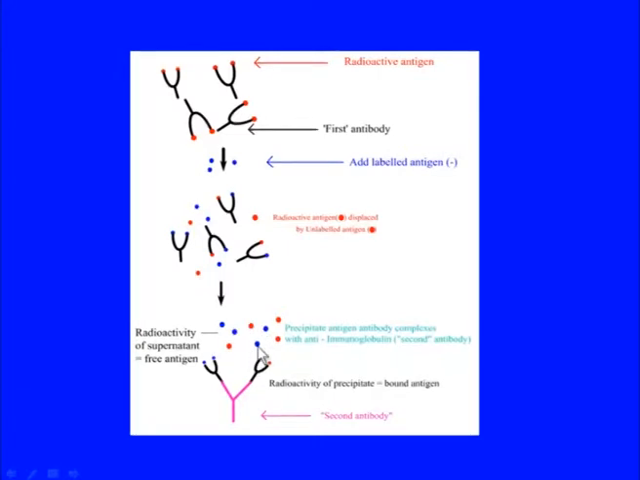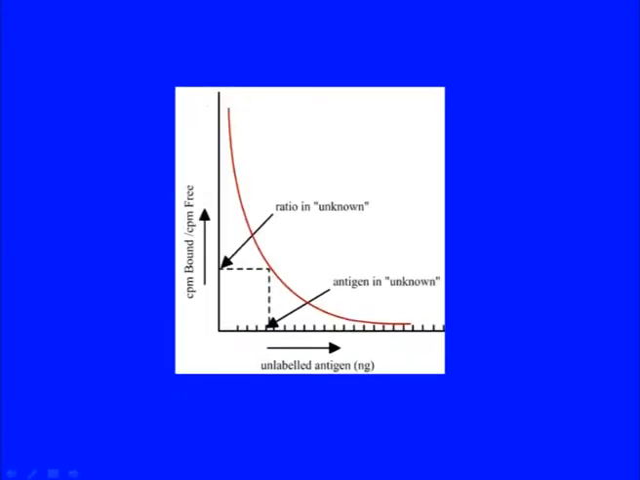So you can measure the radioactivity in free antigen, and then the ratio can be taken. And finally, the one shown here is the second antibody which binds to the first antibody. This way you can calculate the ratio, and a standard curve can be drawn, through which you can determine the concentration of unknown antigen. So that could be done without any problem. That's the very simple method of radio immunoassay.